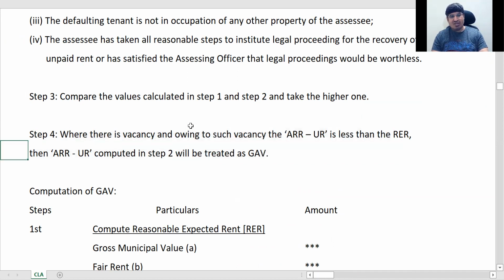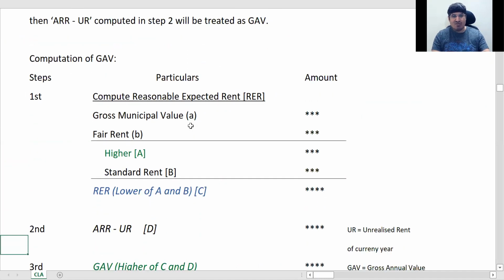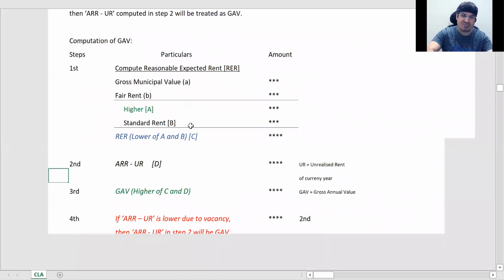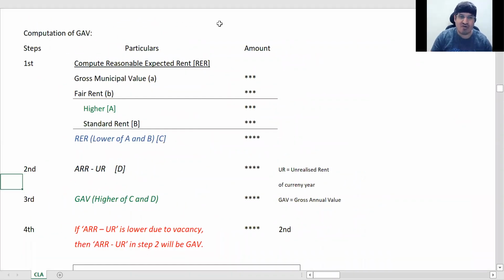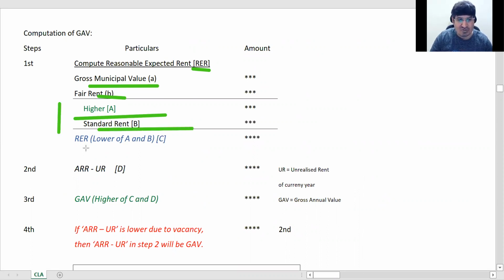ठीक है, तो चलिए अब same thing इसमें देखते हैं, tabulated form में same 4 points what we studied now. OK, RER: gross municipal value or fair rent, whichever is higher, first higher is used, then just put standard rent here and then find the lower of the two.